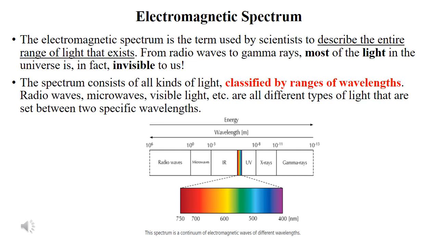The spectrum consists of all kinds of light classified by ranges of wavelength. So, based on the wavelength, we can classify light in the electromagnetic spectrum. Radio waves, microwaves, visible light, etc. are all different types of light that are set between two specific wavelengths.